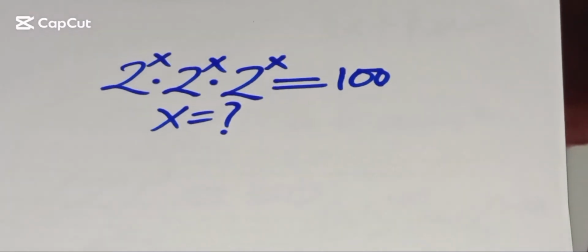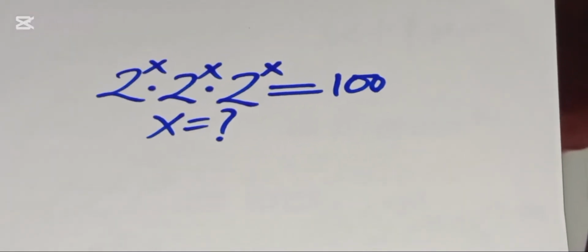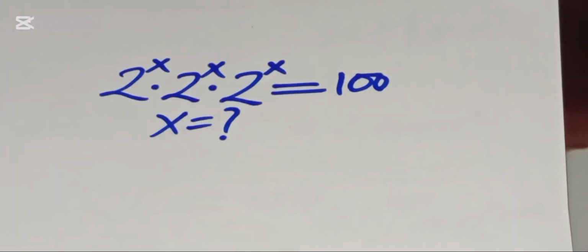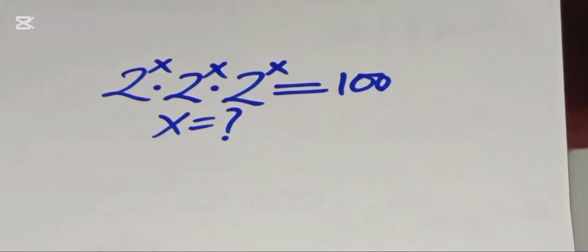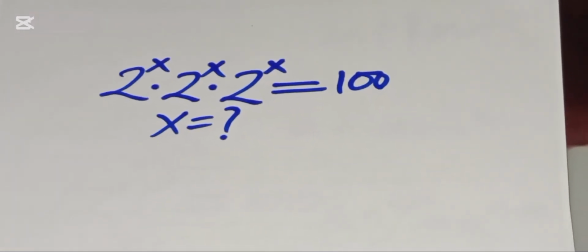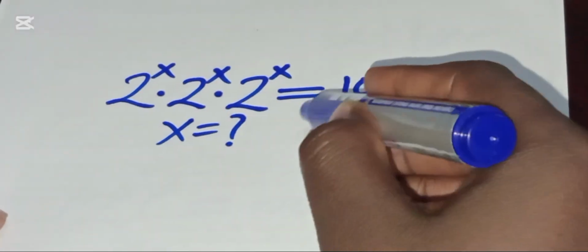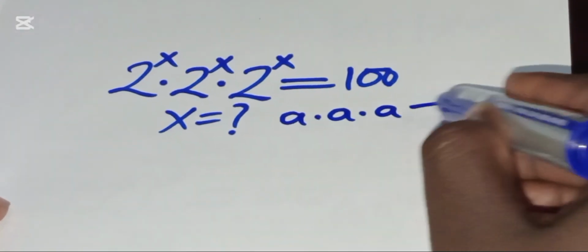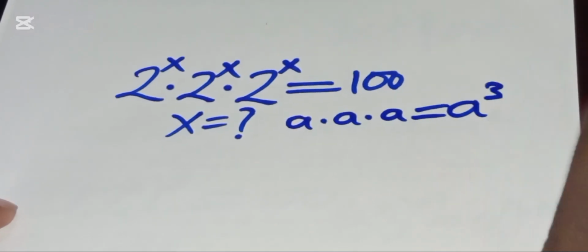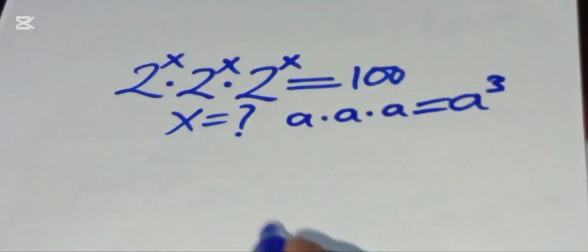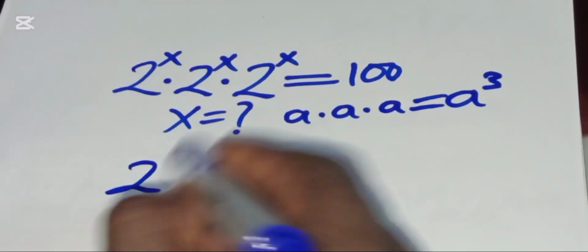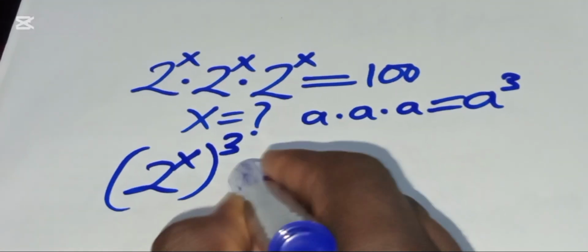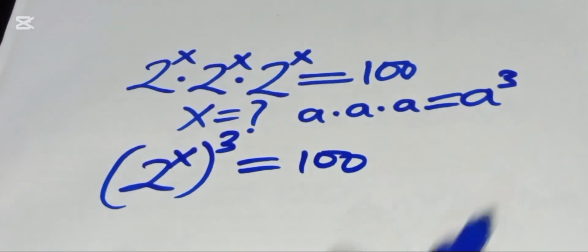Hello YouTube family, let's find a solution to this nice exponential equation: 2 raised to power x, multiplied by 2 raised to power x, multiplied by 2 raised to power x, is equal to 100. This exponential equation is in the form of a multiplied by a multiplied by a, which is the same thing as a cubed. So this is the same thing as 2 raised to power x, raised to power 3, equal to 100.